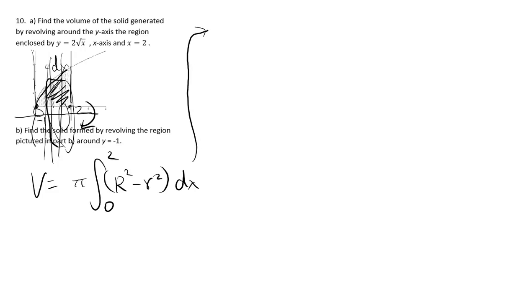Let's try to integrate this. Well, we still have to figure out capital R and small r. The easier part in this case would be the small r, because the inside circle always has this radius, which is the distance from the x-axis to this horizontal line, which is 1 below the x-axis. So this distance will always be 1. So you get 1 squared.